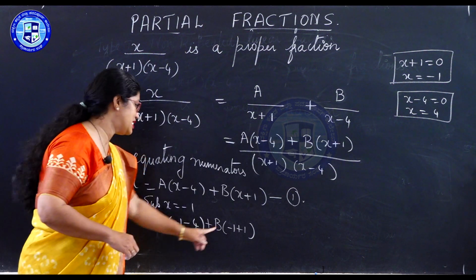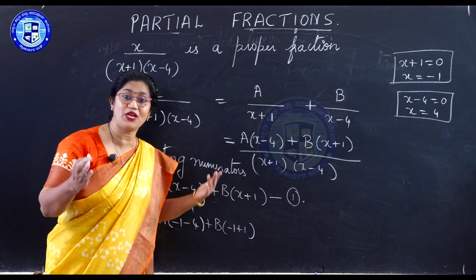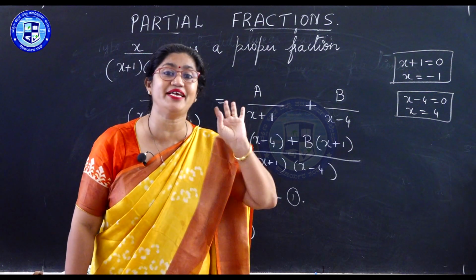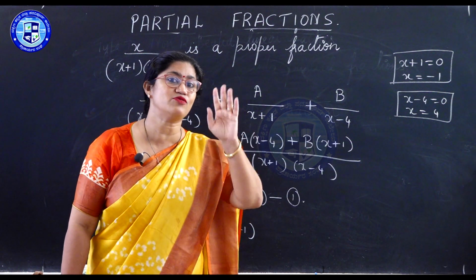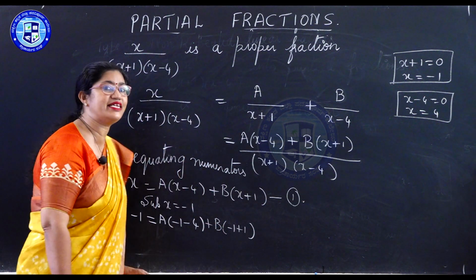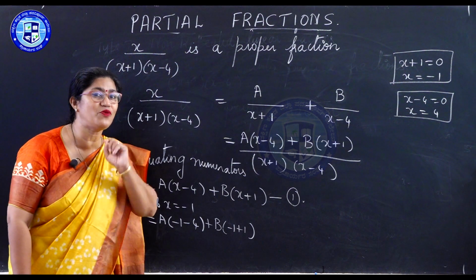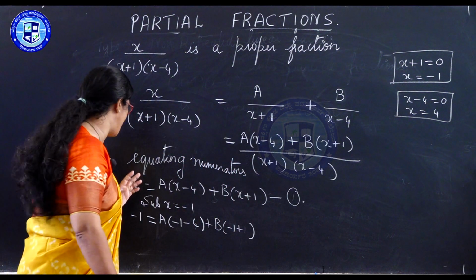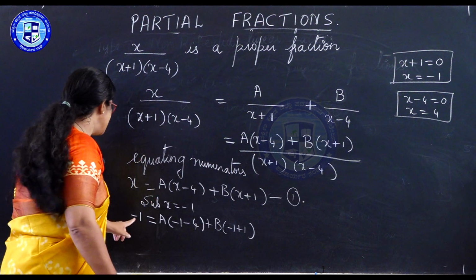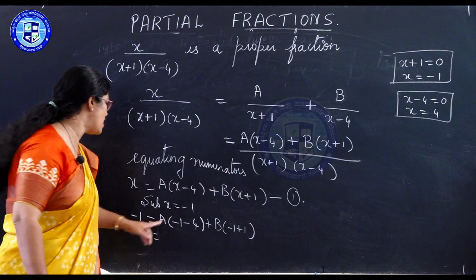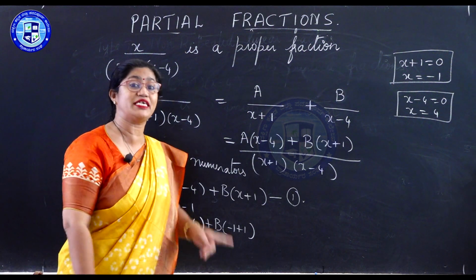Look at this, minus 1 plus 1 is 0, 0 into b is 0, b gets eliminated. That is why that was a nice option to substitute. B got eliminated directly. So you get an equation with only one variable. That means you can directly find what is the value of A. Beautiful, isn't it? Yes. So this is minus 1 is equal to minus 1 minus 4 is minus 5.